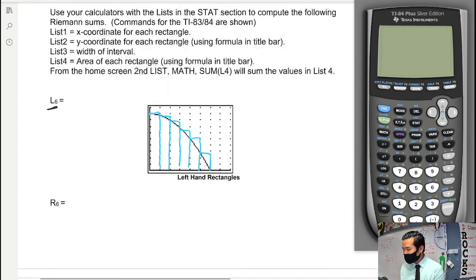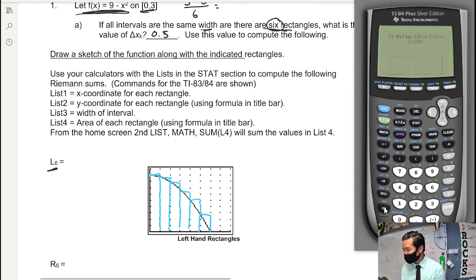Let's plug in our equation first of all. Where do I go to plug in my equation? So let's go to y equals. Let's plug in our equation. 9 minus x squared, right? Yes. Right there.